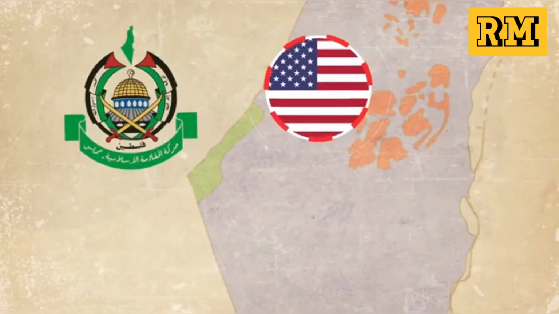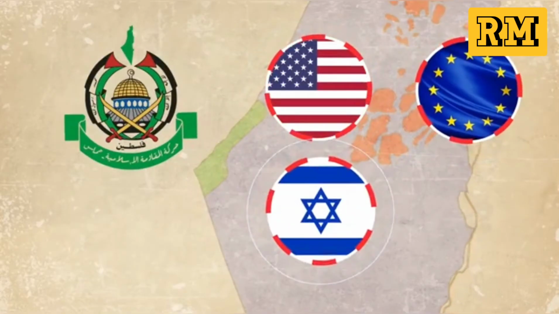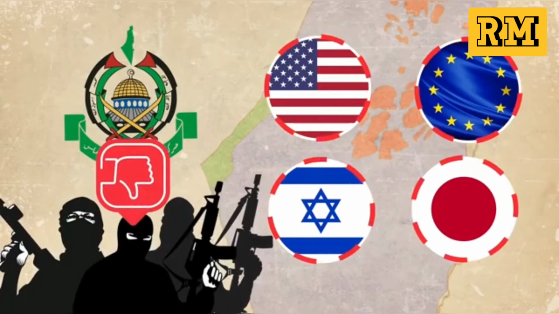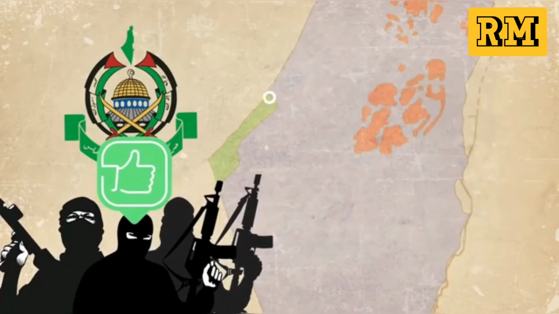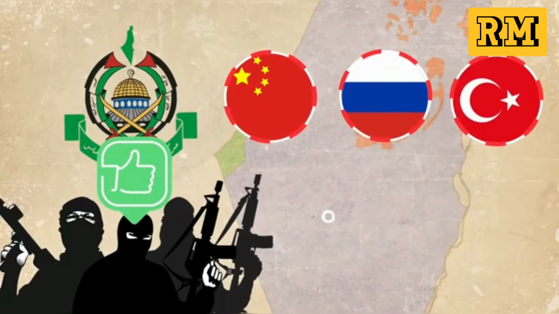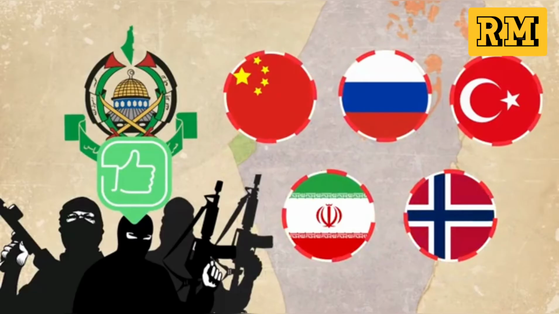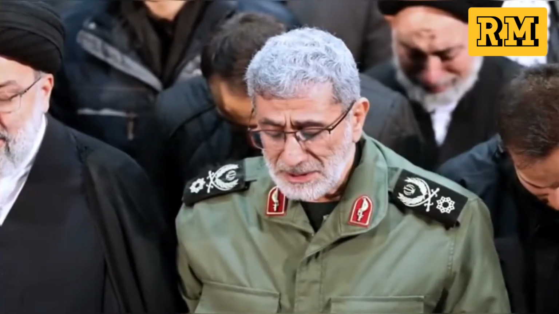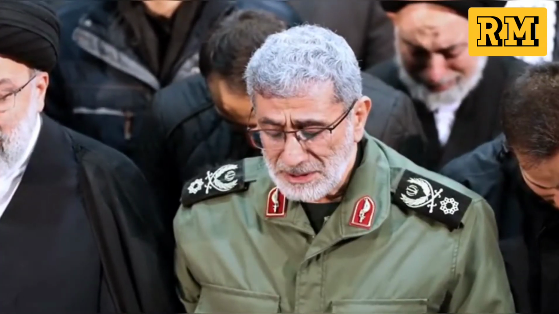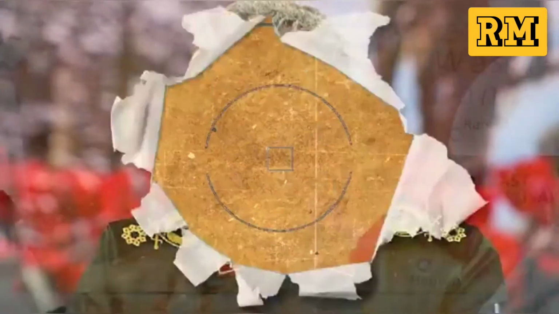The US, the European Union, Israel, and Japan consider Hamas a militant group. But it has support from countries like China, Russia, Turkey, Iran, and Norway. Israel alleges that Hamas gets a large part of its funding from the Iranian government. Amid the current violence, the commander of the elite Quds Force of Iran, General Ismail Khani, has assured Hamas of its full support.